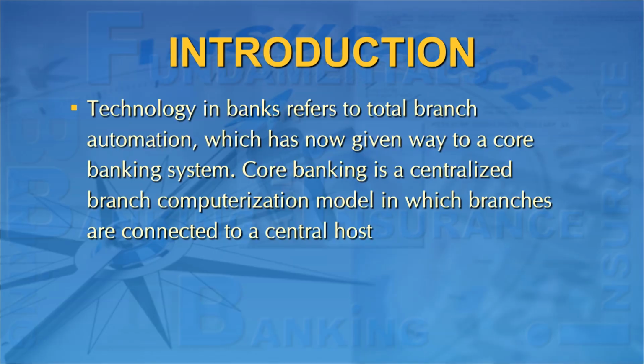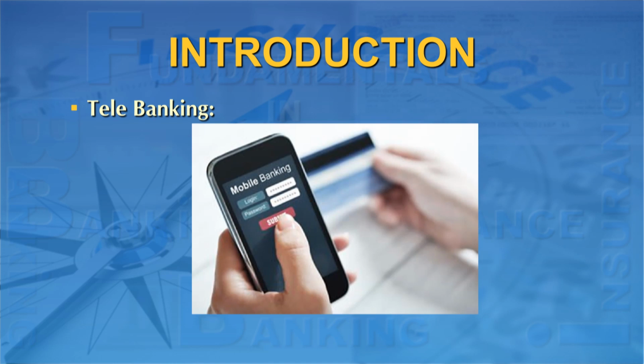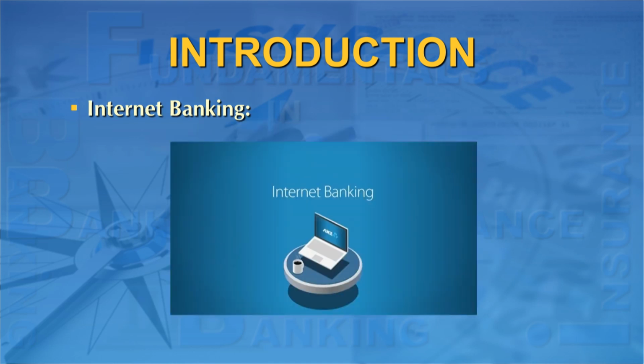Banks have introduced modern technology in a large way in their day-to-day operations. Technology in banks refers to total branch automation, which has now given way to a core banking system. Core banking is a centralized branch computerization model in which branches are connected to a central host. It includes branch automation models and online multiple delivery channels like ATM, debit card, telebanking, internet banking under one roof.